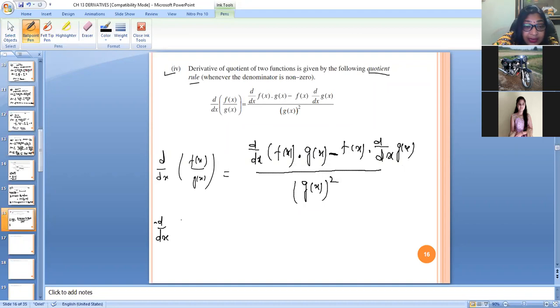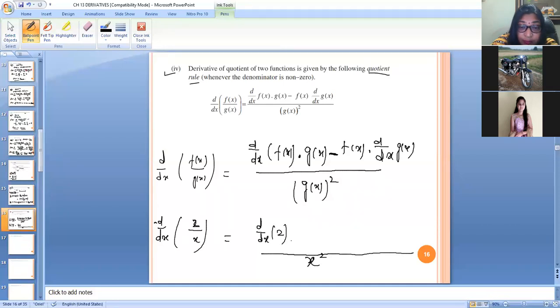For example, you have the derivative of 2 upon x. So it will be x square; x is in the denominator, so whatever term is in the denominator, we squared it. Derivative of 2 into x as it is, minus the first term 2 as it is into the derivative of x. We will find the derivative of 2 using the first principle. We will find the derivative of x using the first principle. We will put the values and we will get the answer.